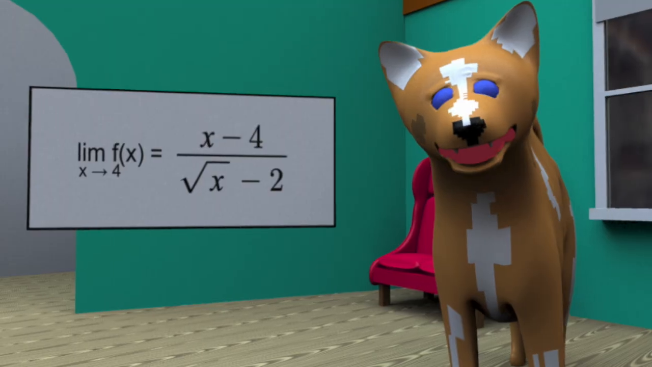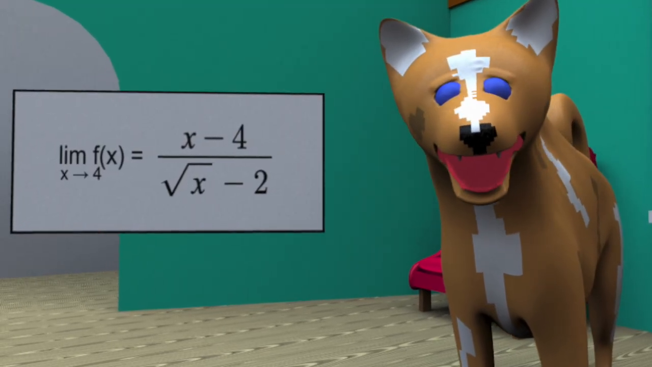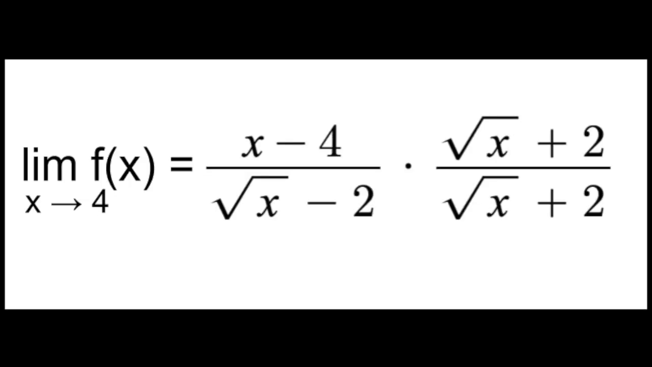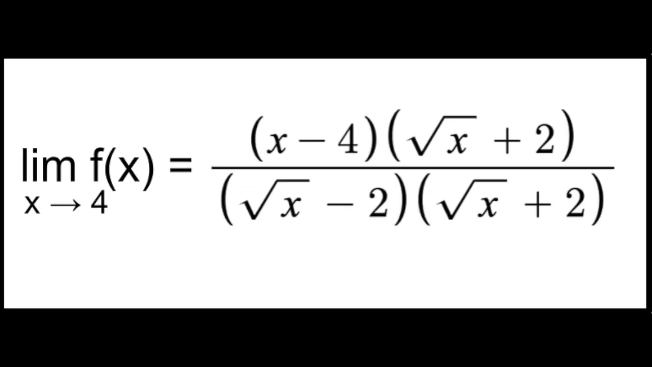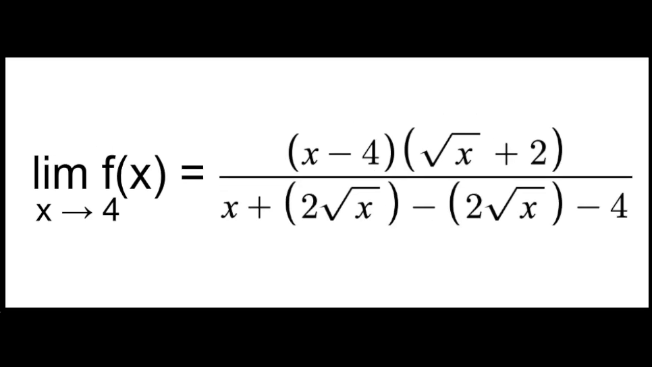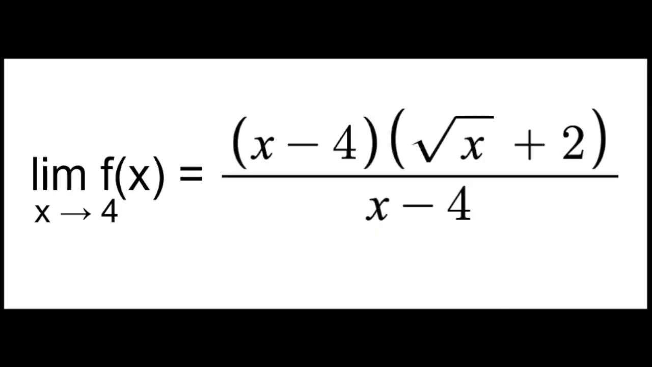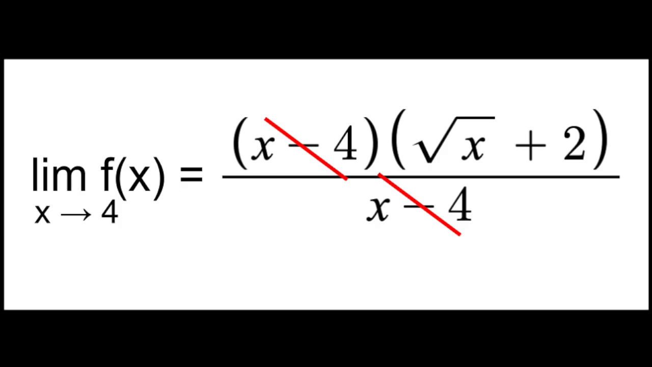But what if factoring doesn't work? Like this example. In this example, we would need to multiply the top and the bottom by the conjugate of the denominator. And then we would rewrite that to make it cleaner. Now distribute just the bottom. And at this point, we can see that we can cancel out the 2 square root of x's. And now at this point, we can cancel the x minus 4's.